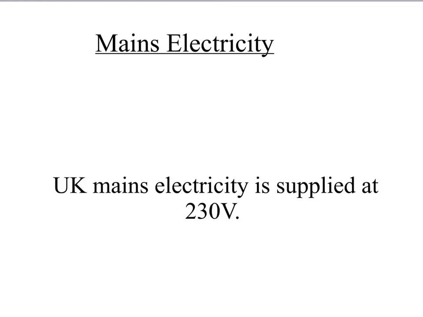Okay, now we're going to talk about mains electricity and the safety devices that we have. The UK mains electricity is supplied at 230 volts. In order to keep us safe from this voltage, most electrical devices are fitted with certain safety features. We're going to talk about them now.